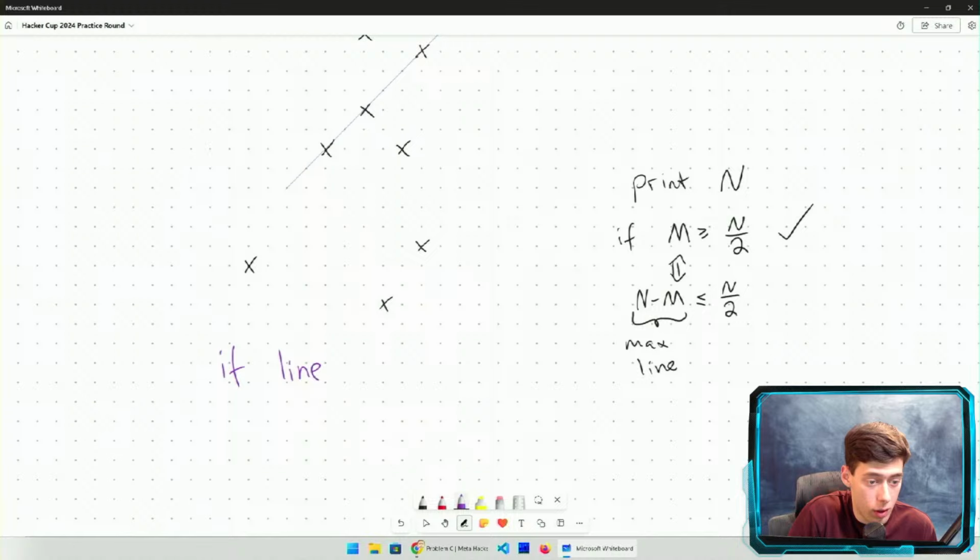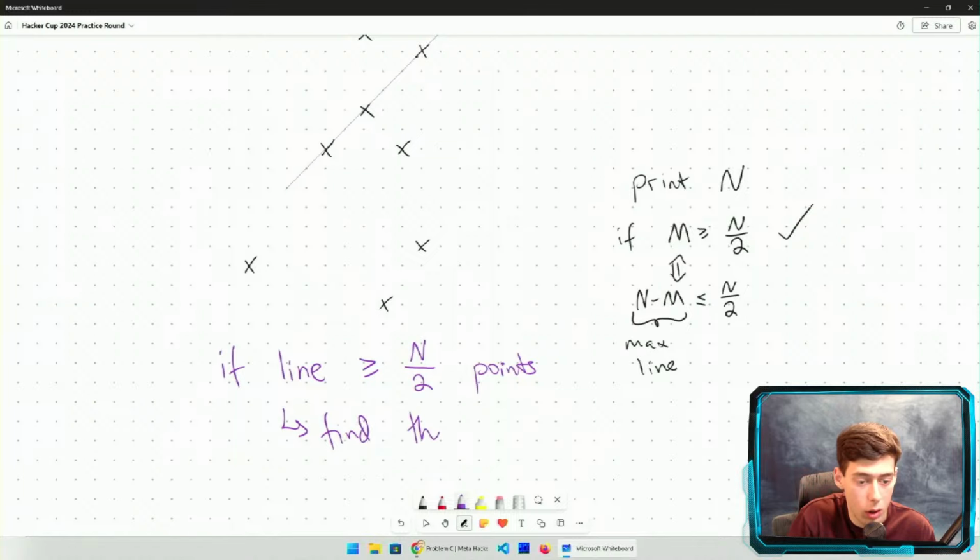So if there is a line with at least n over 2 points on it, well then we need to find that line. And there can only be one such line, right? Because I can actually say strictly greater than n over 2. And there can only be one such line. That's pretty easy to see, because two such lines can only share at most 1 point. And so if there is a line with, actually, yeah, that means there could be two such lines, but both of them would be the same length. And that length would be n over 2 plus 1, essentially, if you round down.